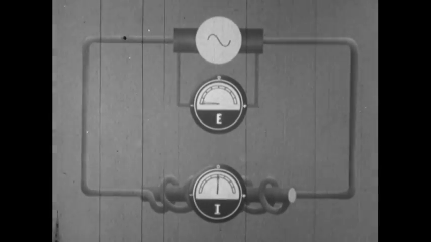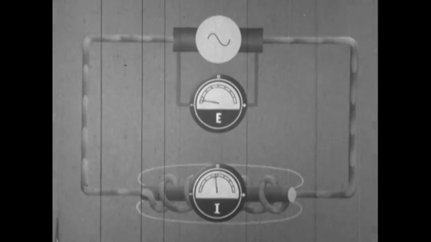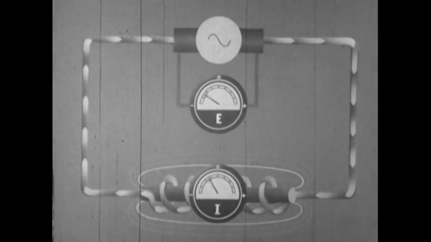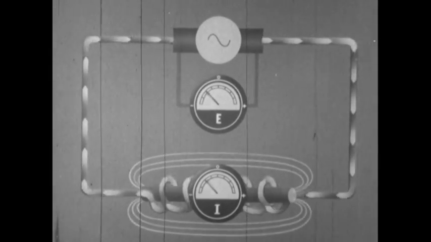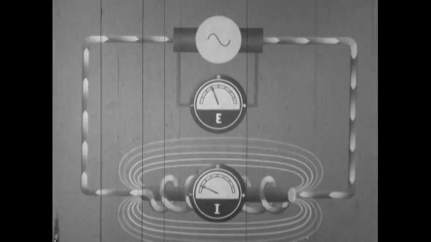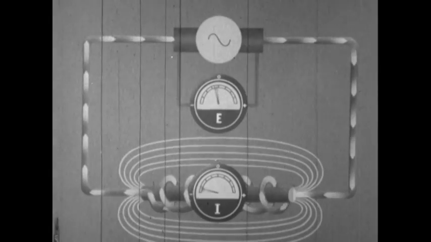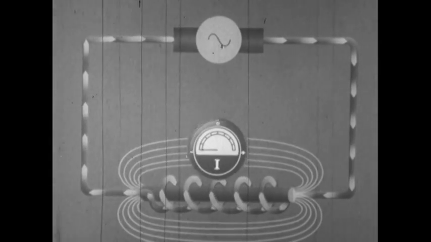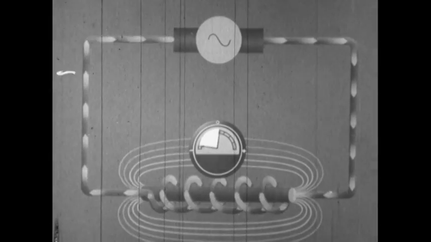Applied voltage drops to zero while current and field rise to maximum negative. Here the rate of change of the field is zero, resulting in zero induced EMF. We superimpose the meters and see that current lags voltage by 90 degrees.